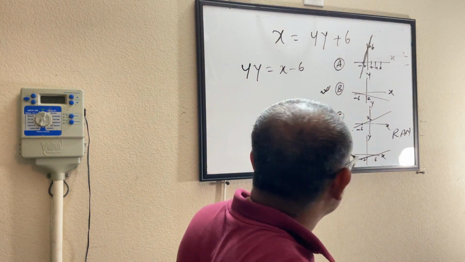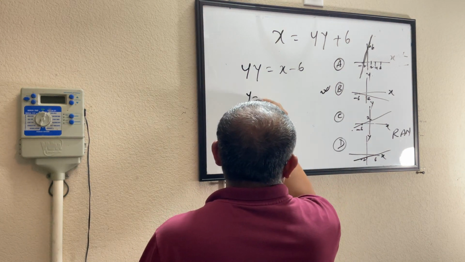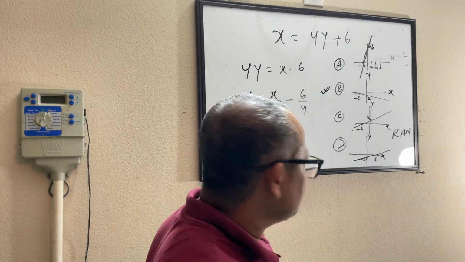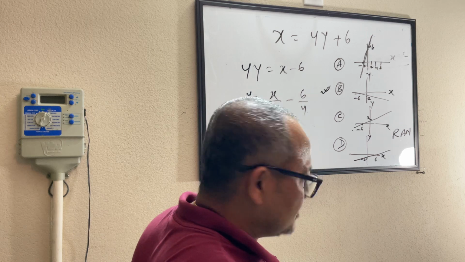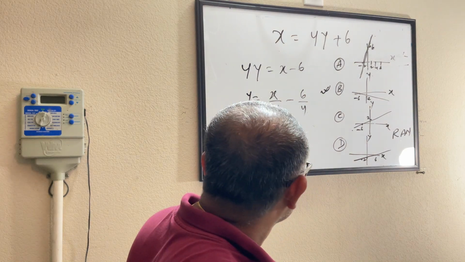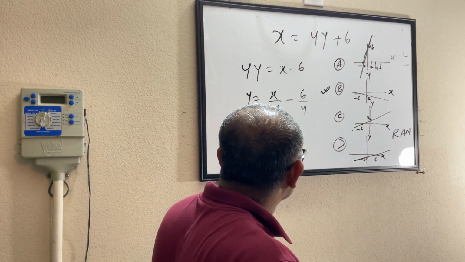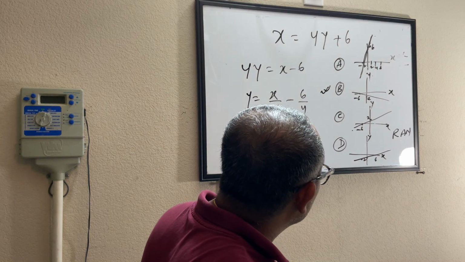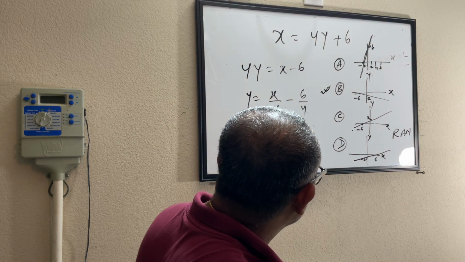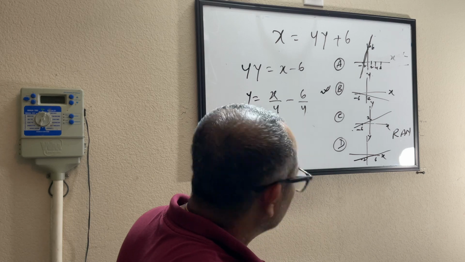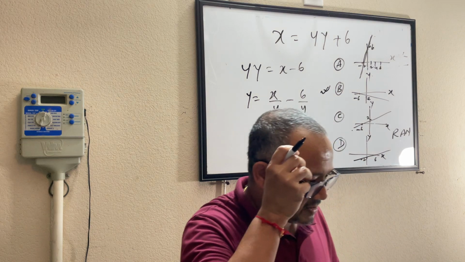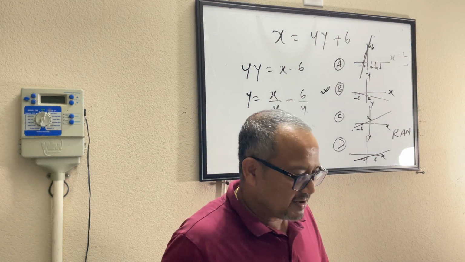And then I divided by 4. When I divided by 4, negative 6 would be negative 1.5. So I know that the y-intercept is negative 1.5. And since negative x divided by 4 is negative, I know that it has to be going this way.